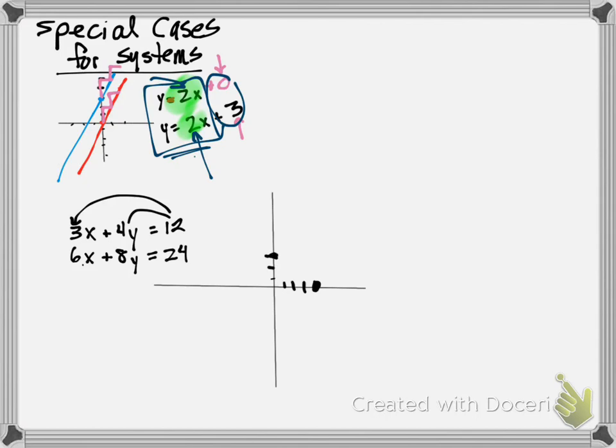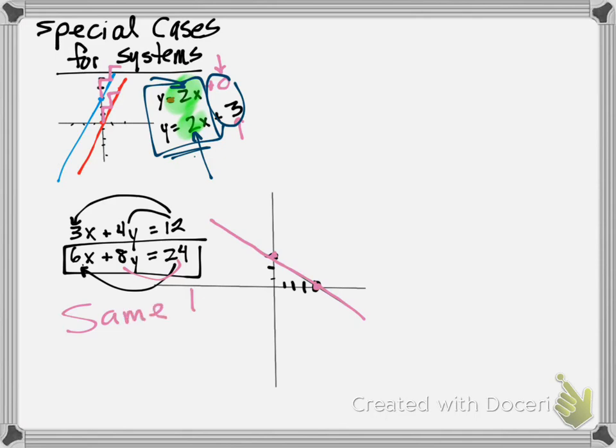So my first equation is like that. And then when I graph my second equation, again, 24 divided by 6 is 4, and 24 divided by 8 is 3. I get the same x and y intercepts, and my line lands right on top of the other line. These are the same line.